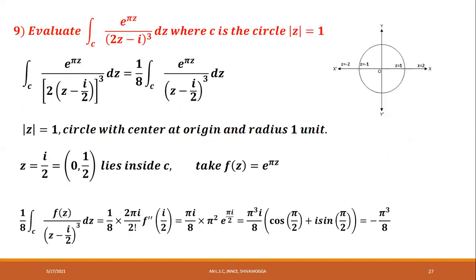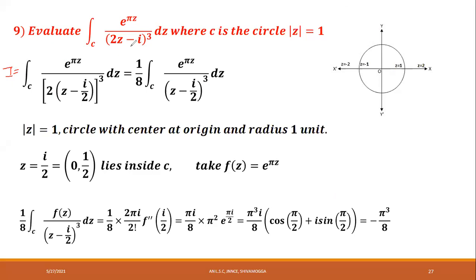Next, evaluate the integral over C of e power pi z divided by (2z minus i) whole cube dz, where C is the circle mod z equals 1. First, we shall rewrite this integral as I equal to the integral over C e power pi z.